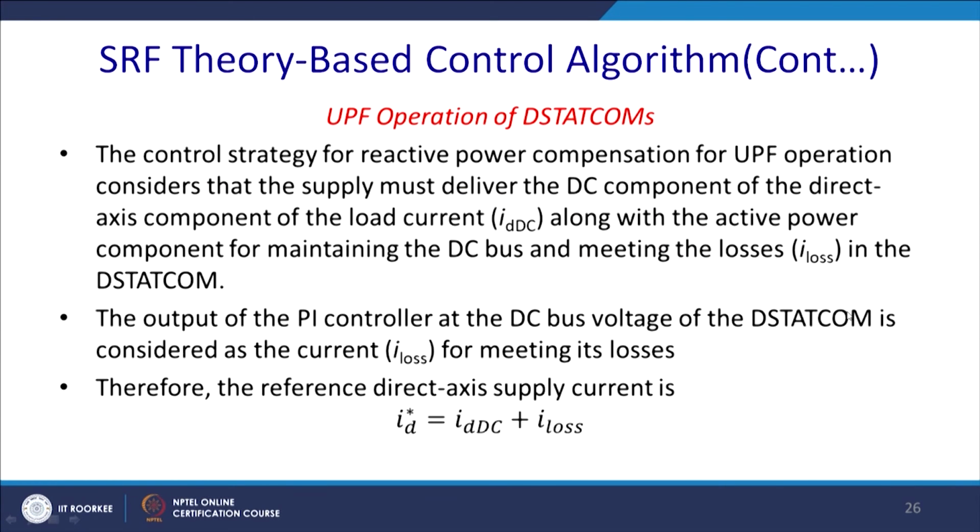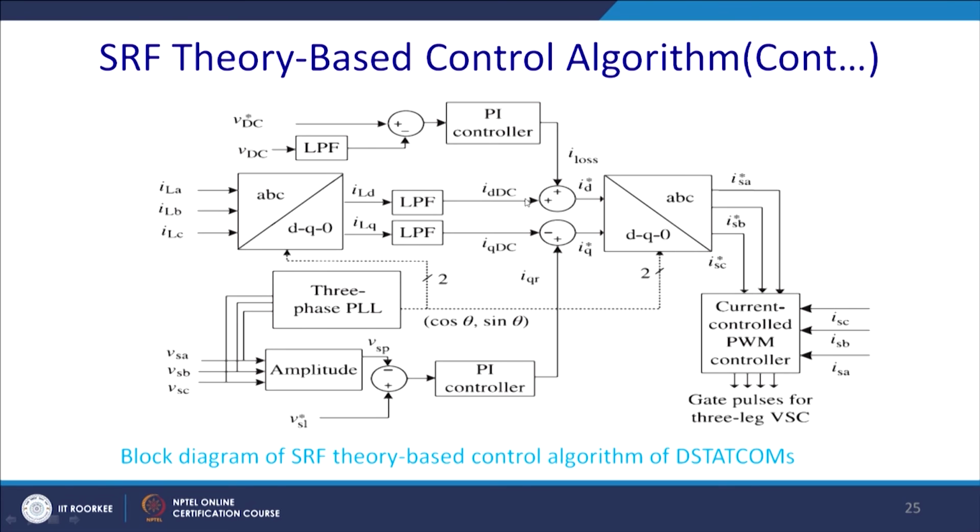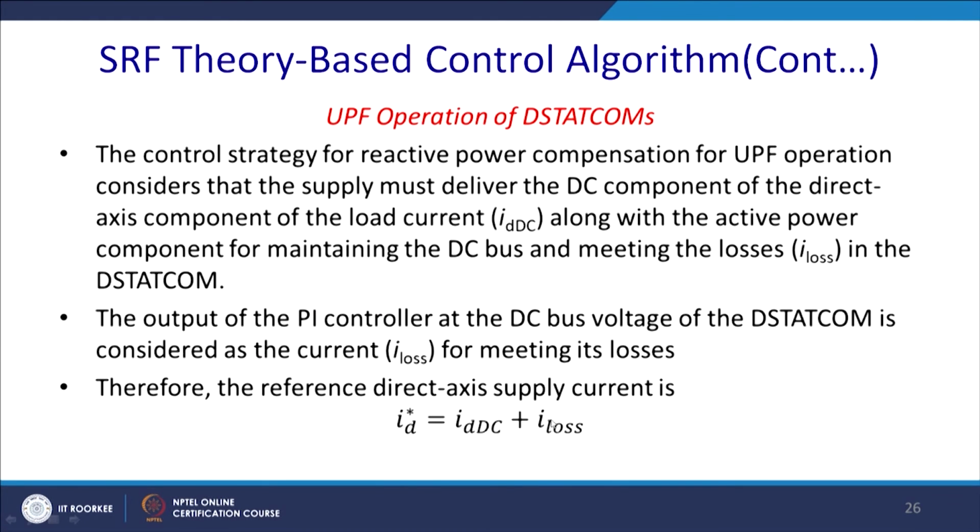So, SRF theory based control algorithm, and we shall discuss now first the unity power factor operation. In this control strategy, for the reactive power compensation of the UPF operation, the supply must deliver the DC component of the direct axis component of the load current IDC along with the active component maintaining the DC bus voltage and meeting the losses of the Dstatcom. The output of the PI controller at the DC bus voltage of the Dstatcom is considered as a current I loss for meeting the losses. Therefore, the reference current what we have shown in the previous slide is basically IDC plus the I loss. So, this is the I loss.